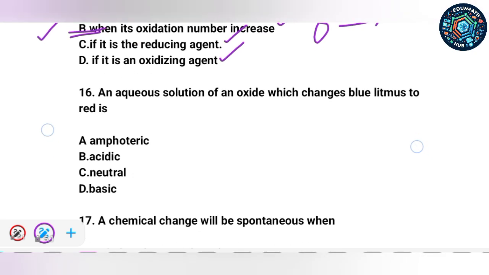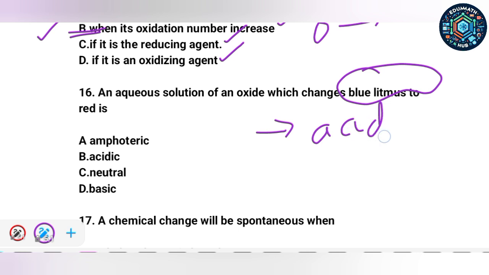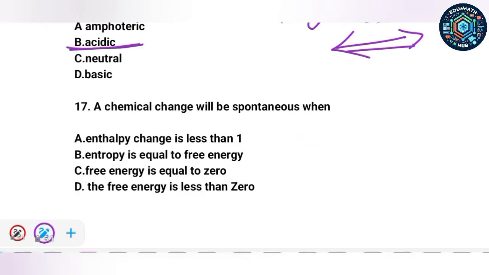Then for number 16, we have an aqueous solution of an oxide which changes blue litmus to red is dash. Now, when blue litmus paper changes to red, that signifies acidic character or acidic property. Okay, telling you that thing has an acid in it. So the simple answer to that question is acidic.